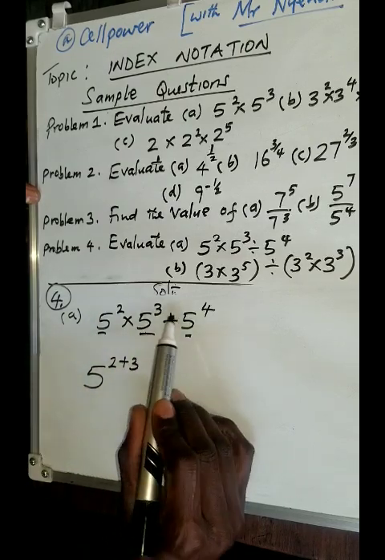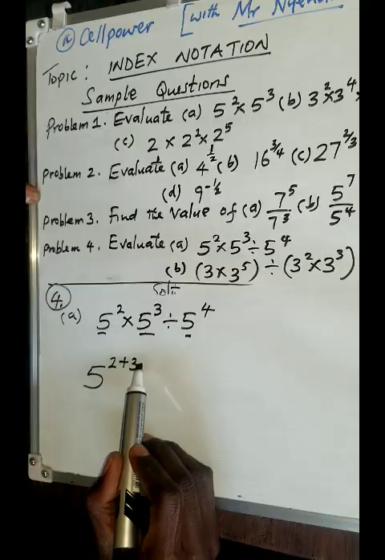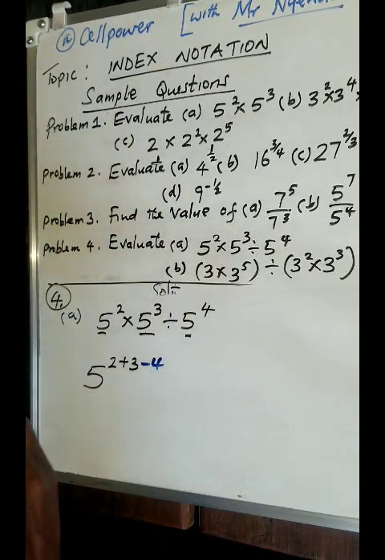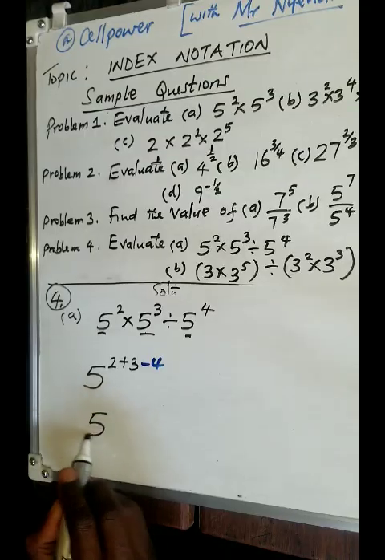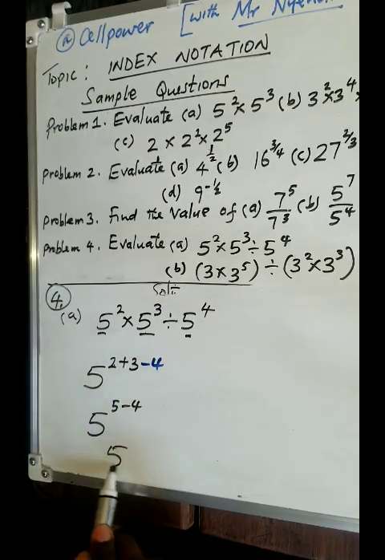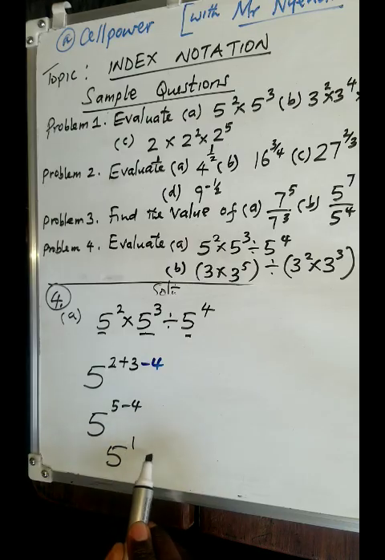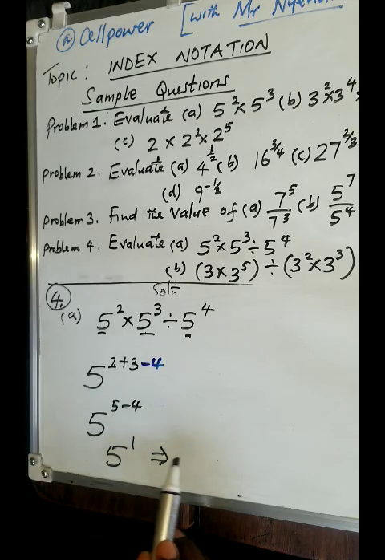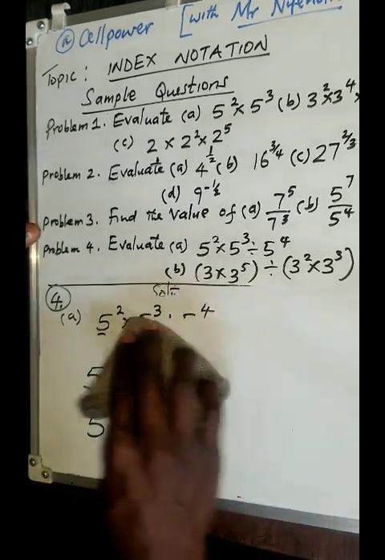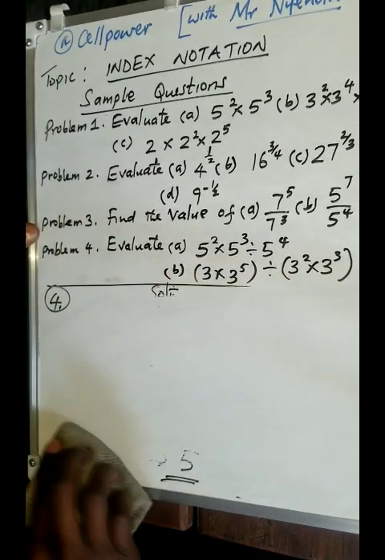And between this and that I'm dividing, what do you do to the powers? You subtract. So I'm going to say minus 4. So this is going to be 5, 2 plus 3 is a 5, minus 4. So it will be 5 raised to the power 1, which is finally going to give you a 5. Thank you so much. I hope you are getting the concept and you're seeing exactly what I'm doing. So this is the way you can simply go about it.